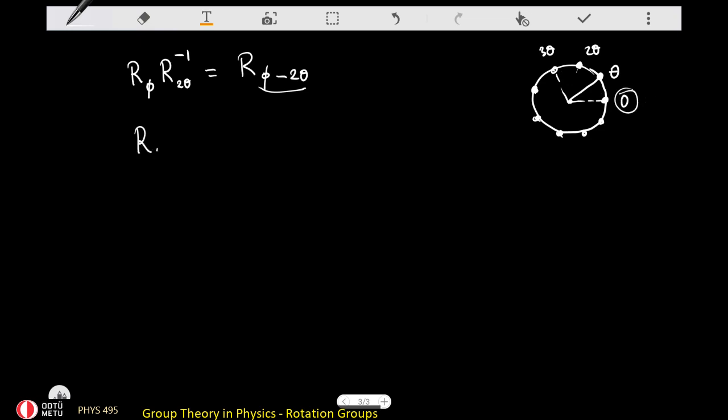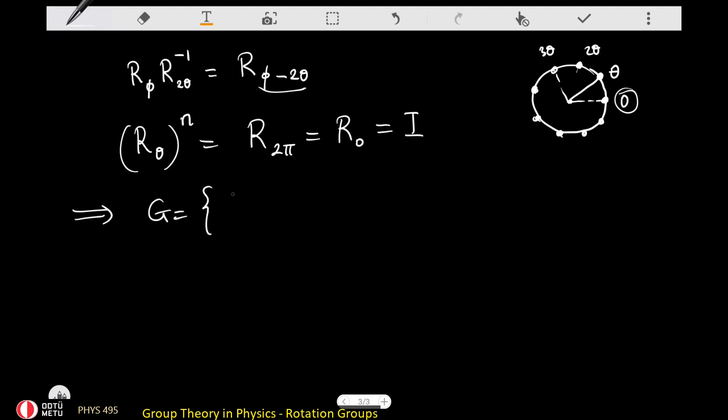So one particular implication is that R theta to the power n, let me use little n in here, has to be equal to R of 2 pi. So that's equal to the rotation by 0, so that's equal to the identity, which then implies that the group is basically the group of rotations obtained by R theta and taking powers of it.